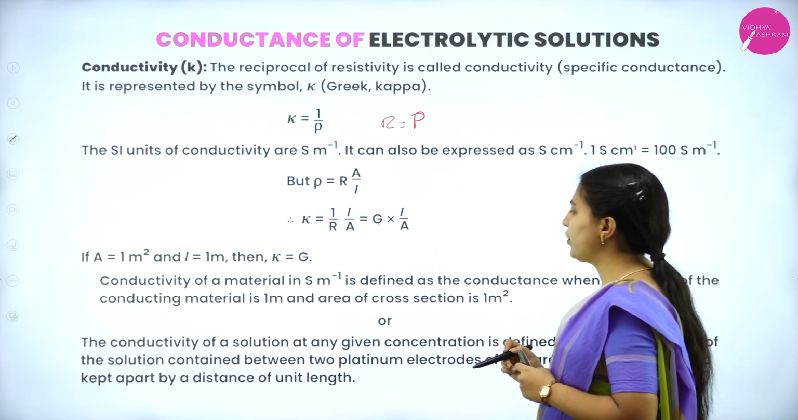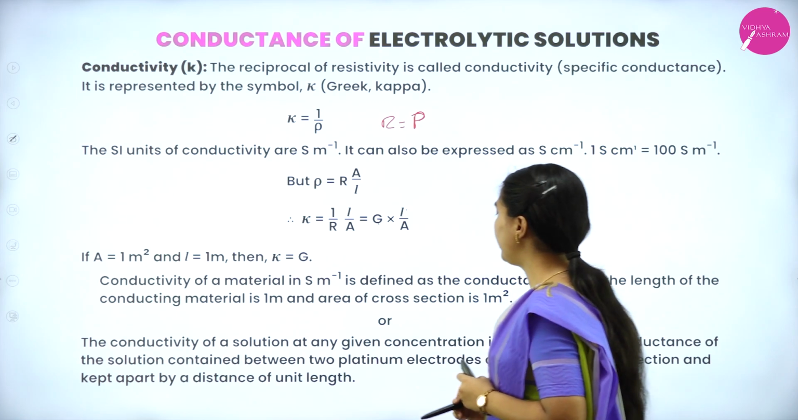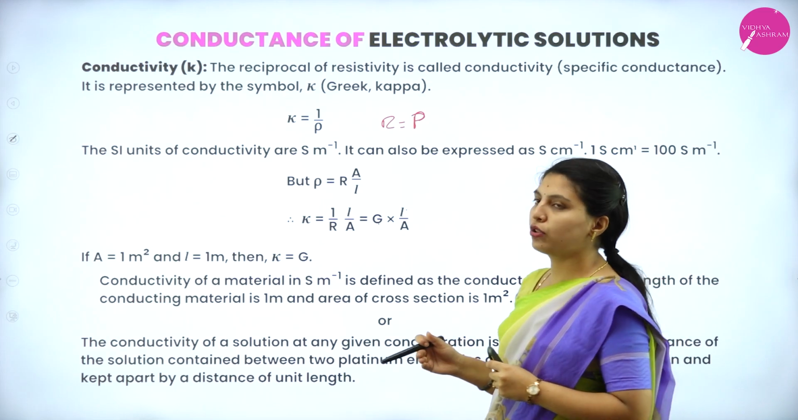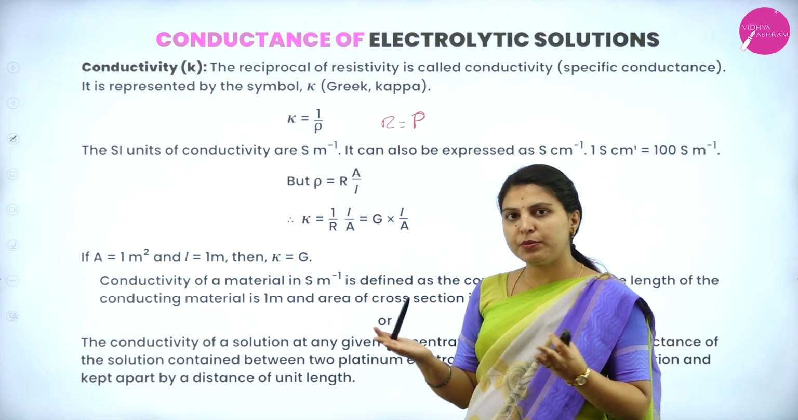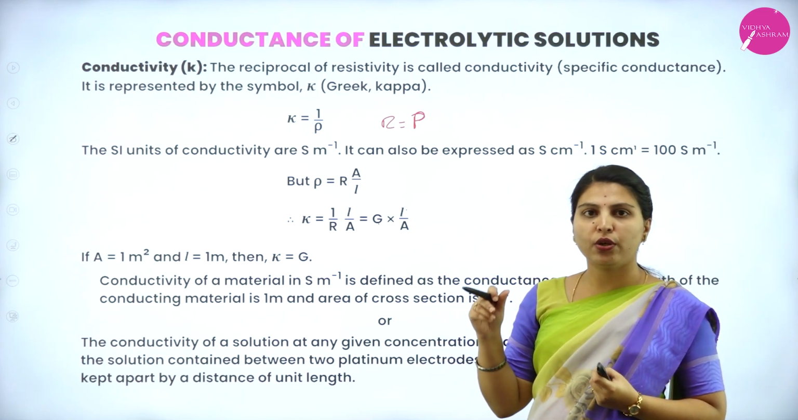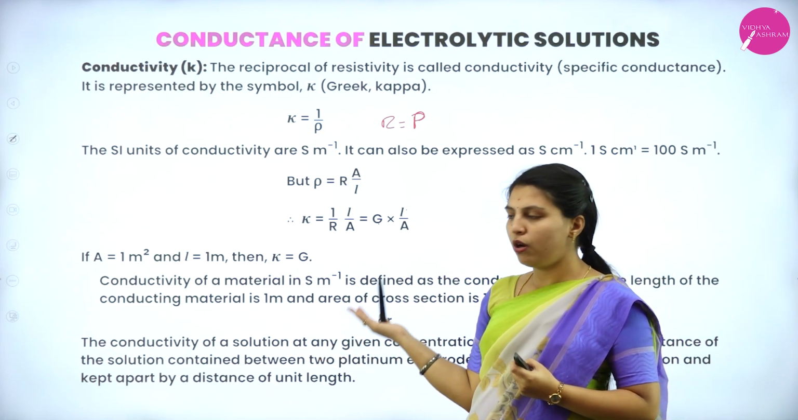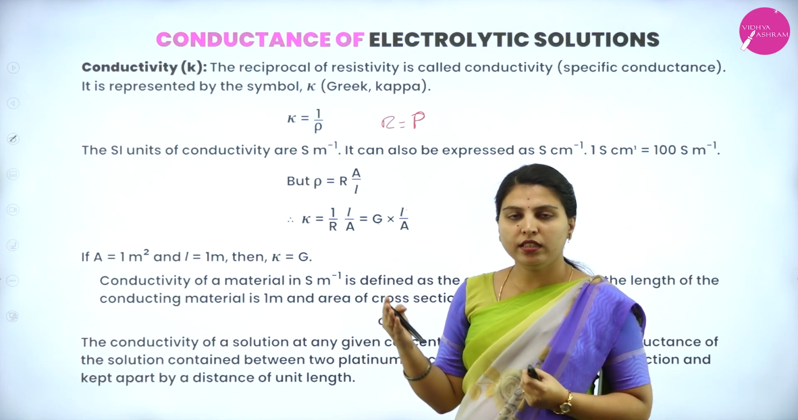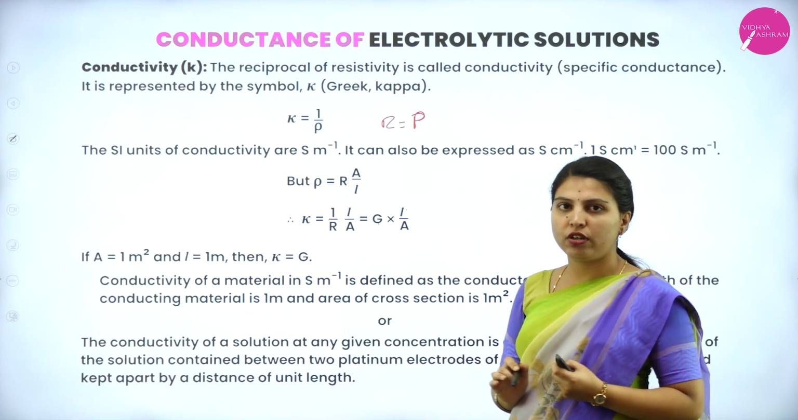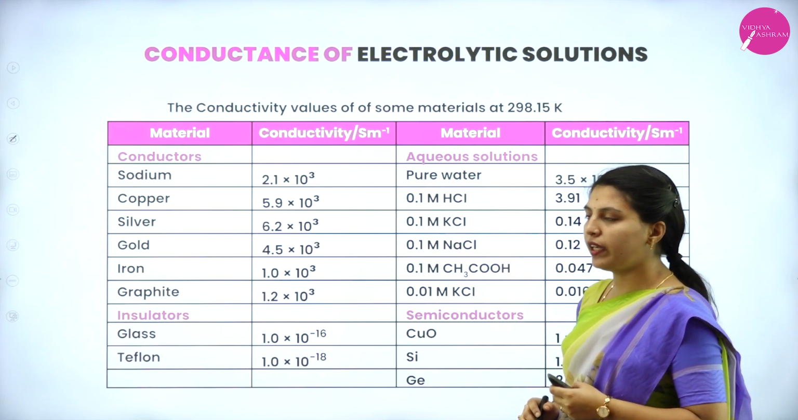Or the conductivity of a solution at any given concentration is defined as the conductance of the solution contained between two platinum electrodes of unit area of cross section and kept apart by a distance called unit length. Here also the distance between the two platinum electrodes can be considered as length, and the area of cross section of the electrode will be A. You can term it conductivity like that, or the length of the conductor will be termed L, and A the area of cross section.